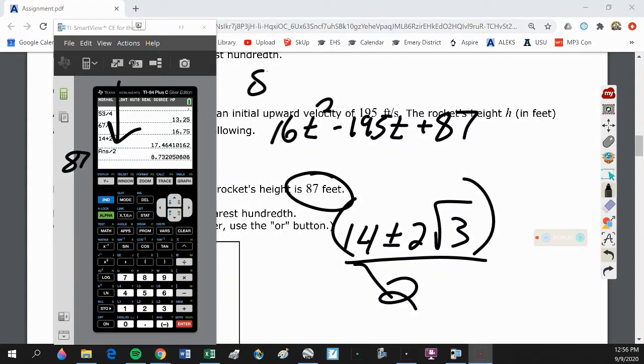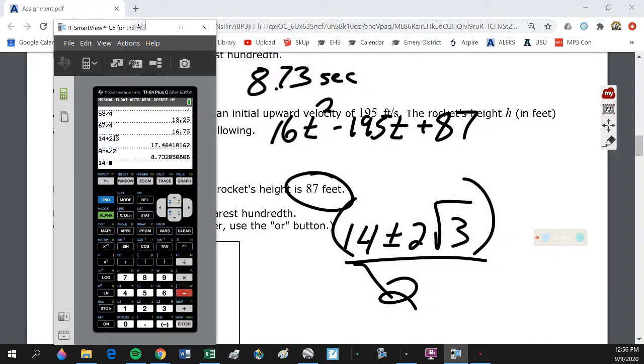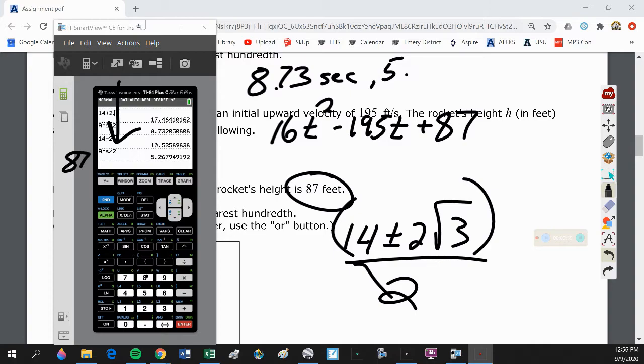So 8.73 seconds. And then 14 minus 2 times the square root of 3, and divide that by 2. And I get 5.27 seconds.